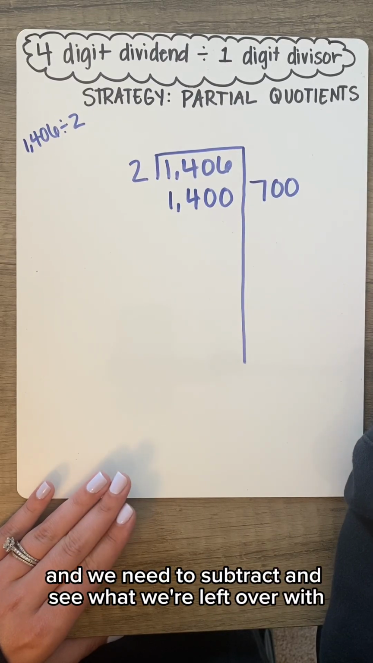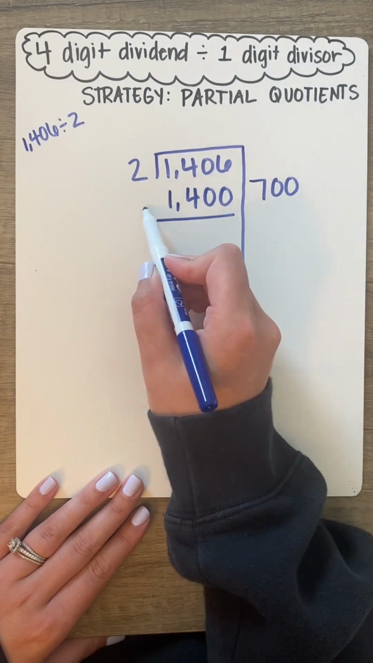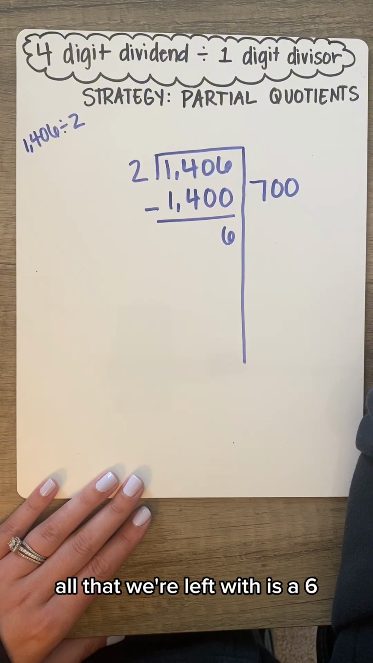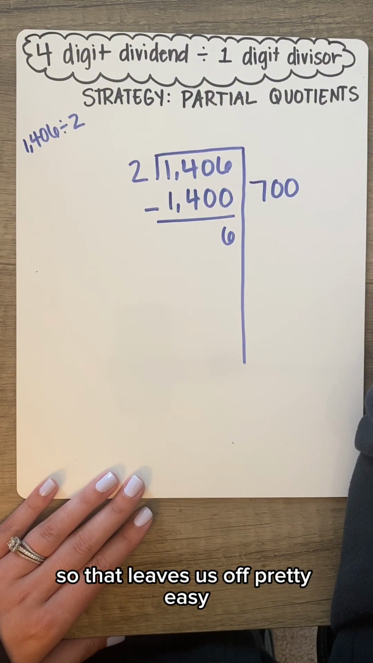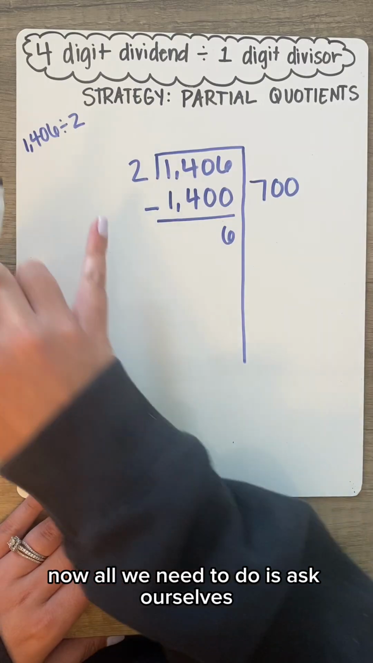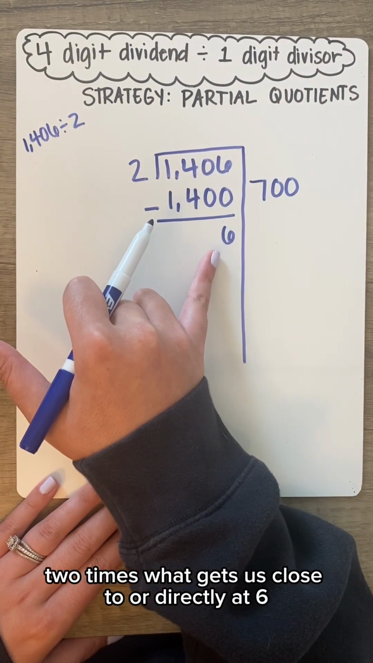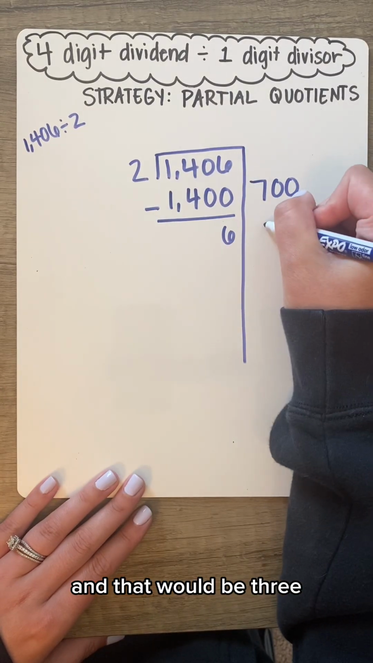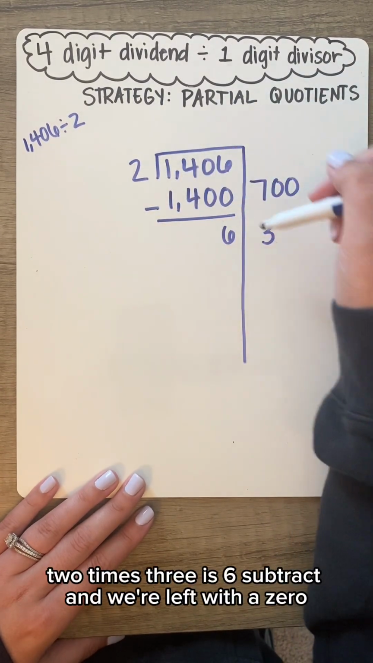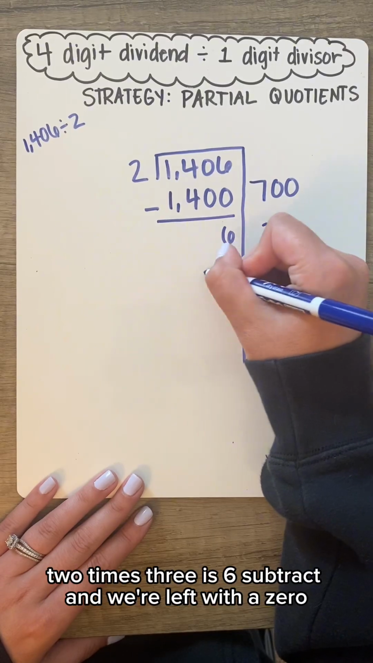And we need to subtract and see what we're left over with. All that we're left with is a 6. So that leaves us off pretty easy. Now all we need to do is ask ourselves 2 times what gets us close to or directly at 6, and that would be 3. 2 times 3 is 6.